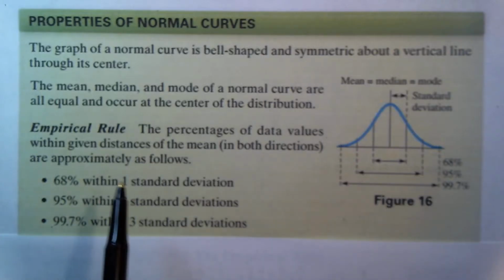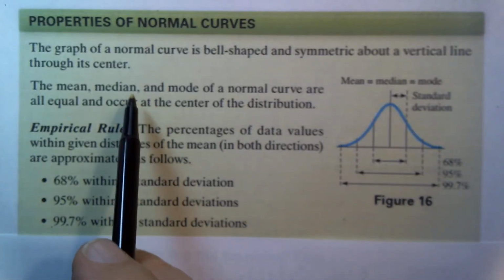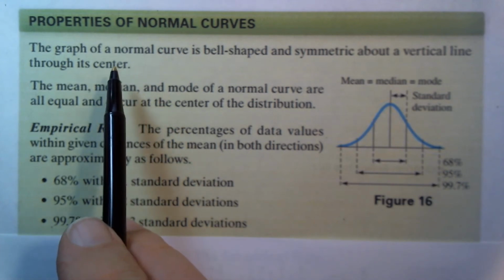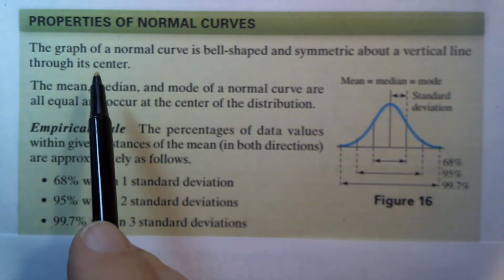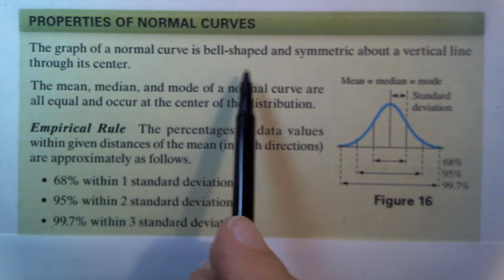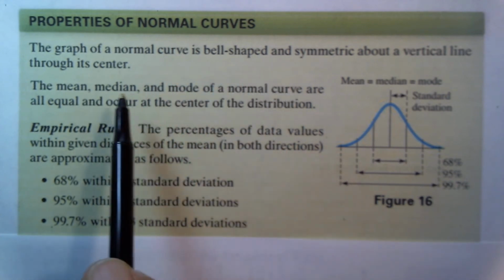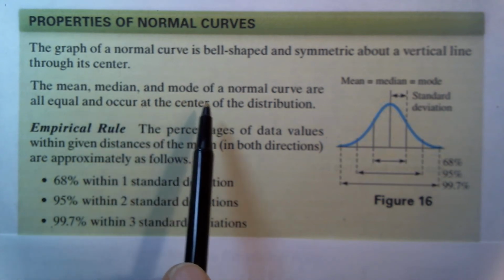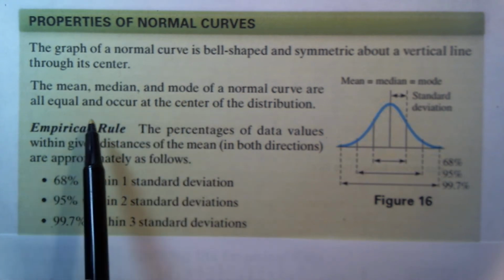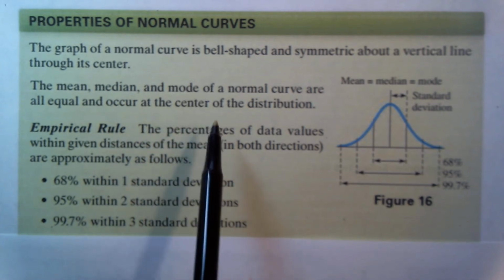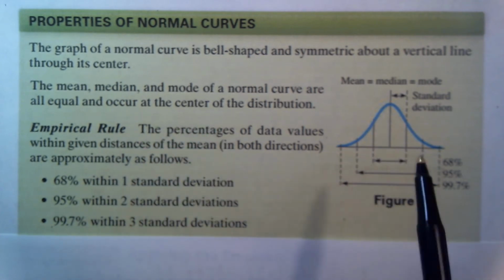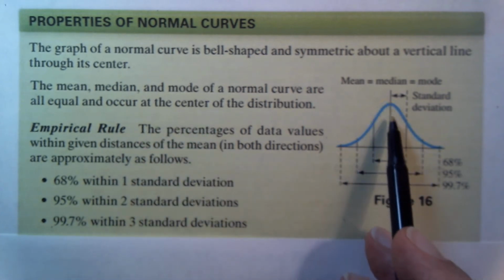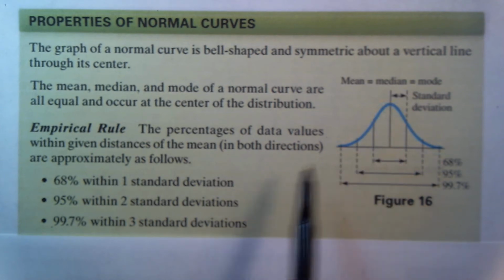Next, we'll discuss some very basic but very important properties of normal curves. Number one, we already mentioned that the graph of a normal curve is bell-shaped and symmetric about a vertical line through its center. The mean, median, and mode of a normal curve are all equal and occur at the center of the distribution. In other words, this line here is equal to mean, median, and mode.